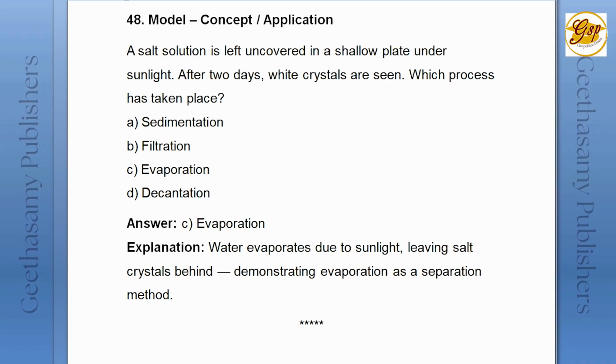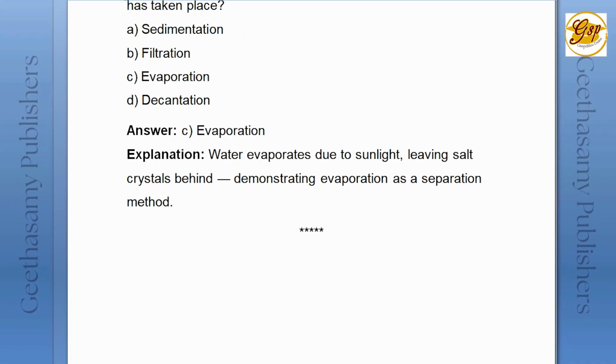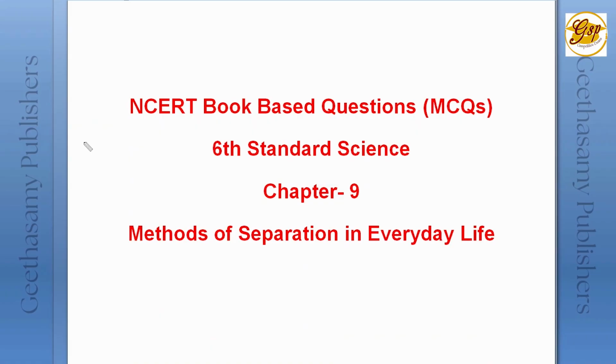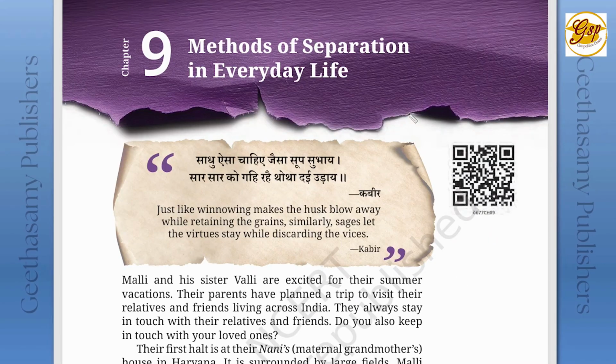So it's a total of 48 questions, and what we have seen are NCERT book based questions and multiple choice questions of 6th standard science chapter 9, Methods of Separation in Everyday Life. And in the book it is Methods of Separation in Everyday Life, 6th standard science, right?